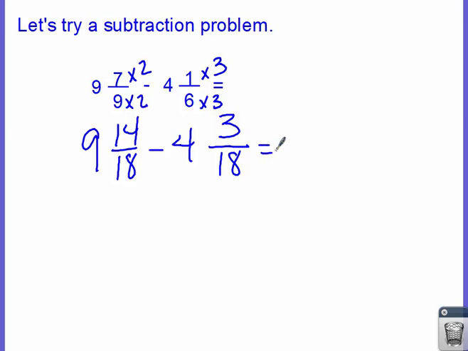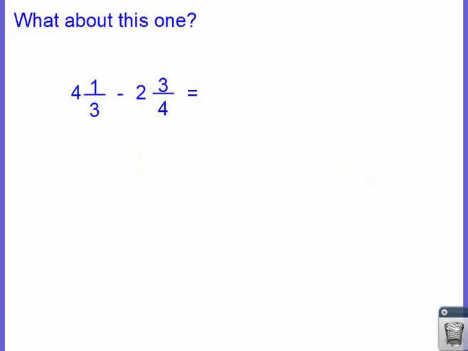Now what we have to remember to do, since this is a subtraction problem, is we have to remember to subtract. So 14 take away 3 gives us 11. 18 is the size of our fraction, so we keep the 18. And then 9 take away 4 is 5. 5 and 11/18, because you cannot simplify. And you're done. Okay, one more subtraction problem, and then we'll get into our twist.